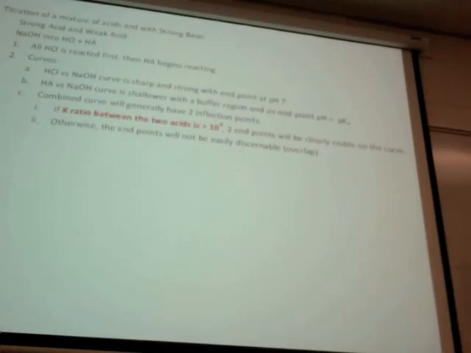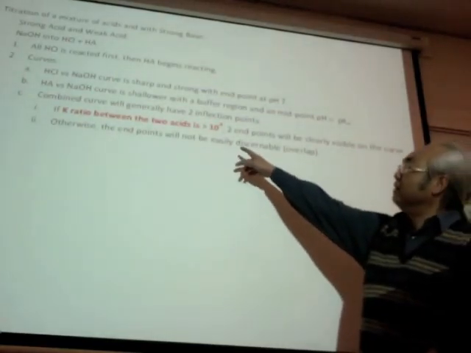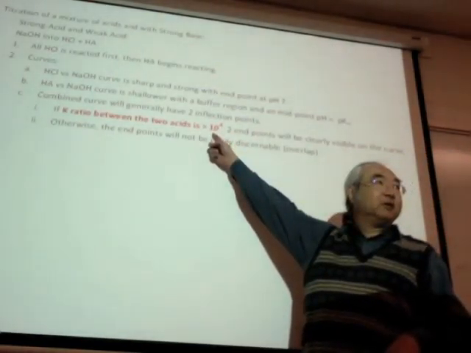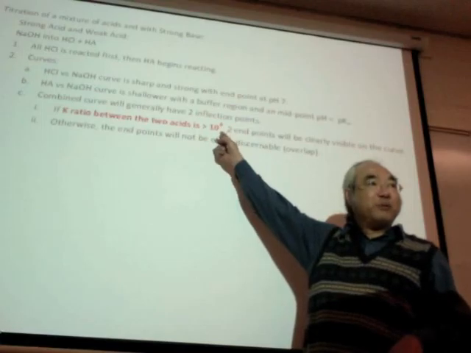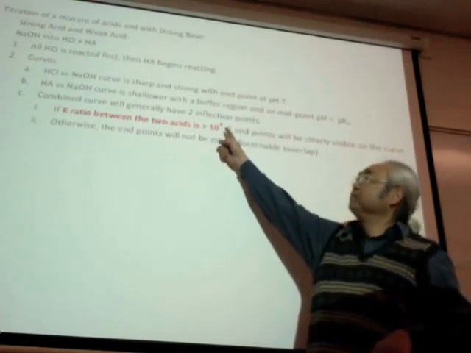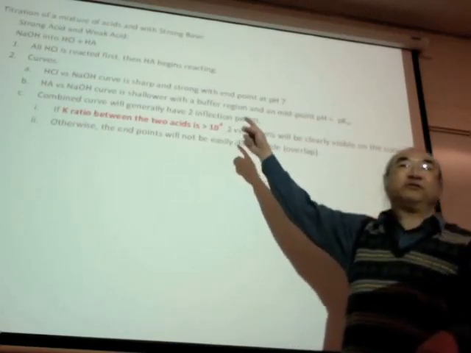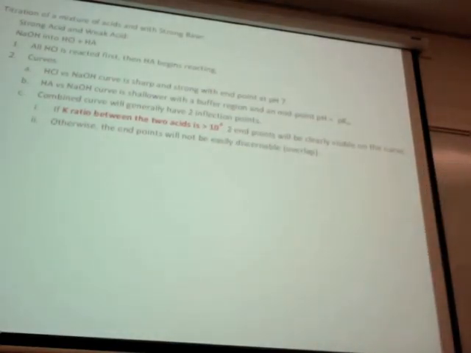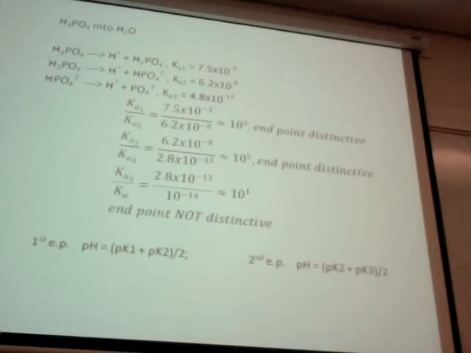Okay, that's where we stopped last time. I highlighted the magic number here. So remember that in order to have two endpoints, you need this ratio, 10 to the 4th. Okay, here is an example.